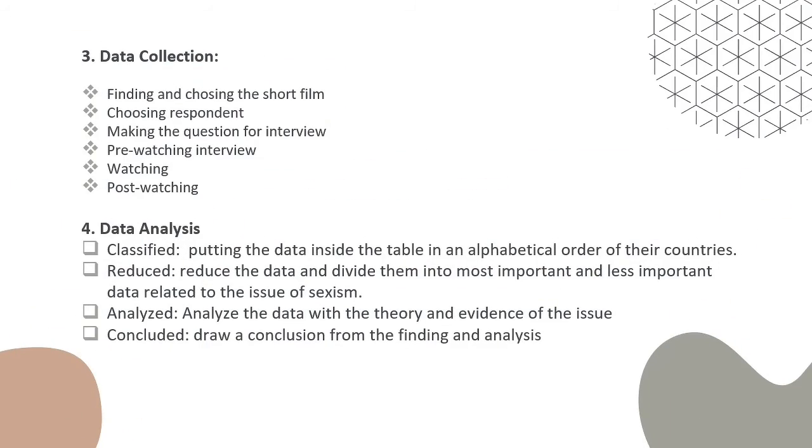For data collection, the researcher did 6 steps to collect the data. First, finding and choosing the short film. Second, choosing respondents. Third, making the questions for the interview. Fourth, the pre-watching interview. Fifth, watching. And last, post-watching. While for the data analysis, there are 4 processes consisting of classifying, reducing, analyzing, and concluding.